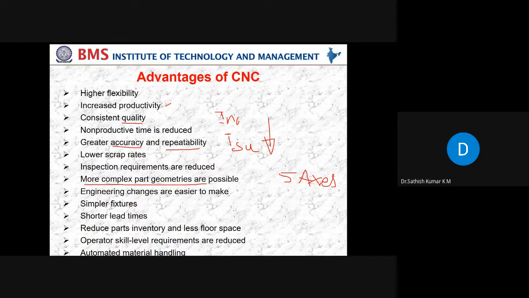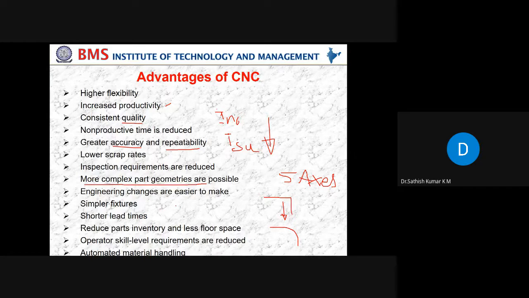Engineering changes are easier to make. Engineering changes are nothing but changes in specifications. You can easily make a change like this, and you can produce the operation. From year to year there is some change in the fillet, so without much difficulty you can achieve these changes.